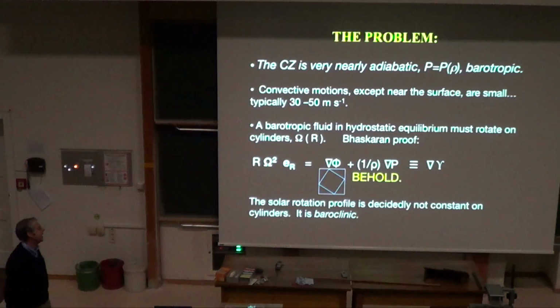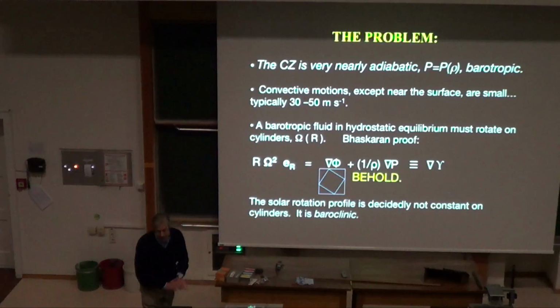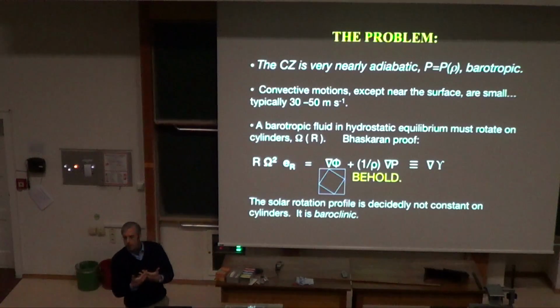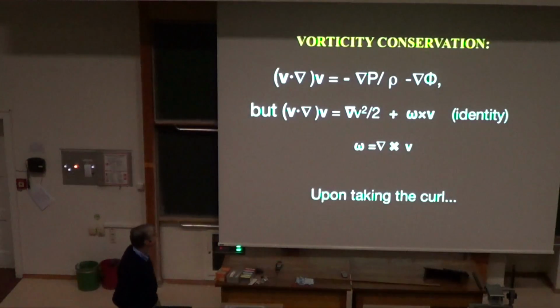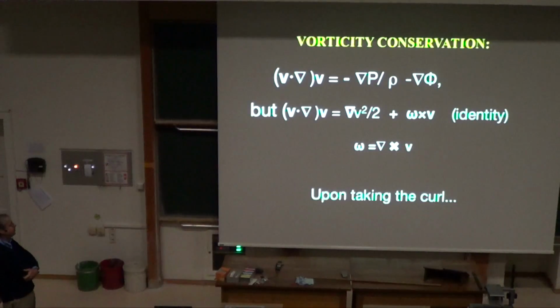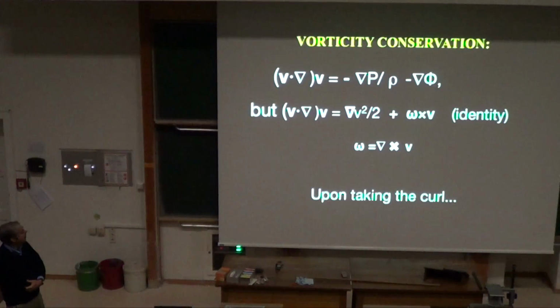The problem is that in the convective sun, the solar rotation profile is decidedly not constant on cylinders. It is not barotropic, it is somehow baroclinic. And there's a big difference between the two. So let's look at this in a little bit more detail. If we look at the equation of vorticity conservation, so I think this is a physics department, I'm not going to make excuses for putting up some equations. I will try to make it not too onerous a task to follow me.